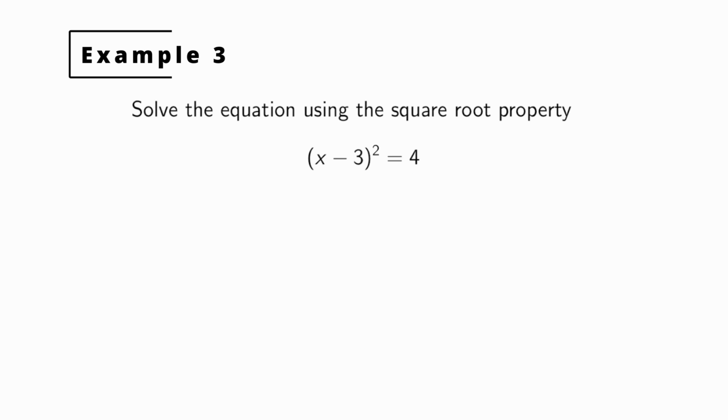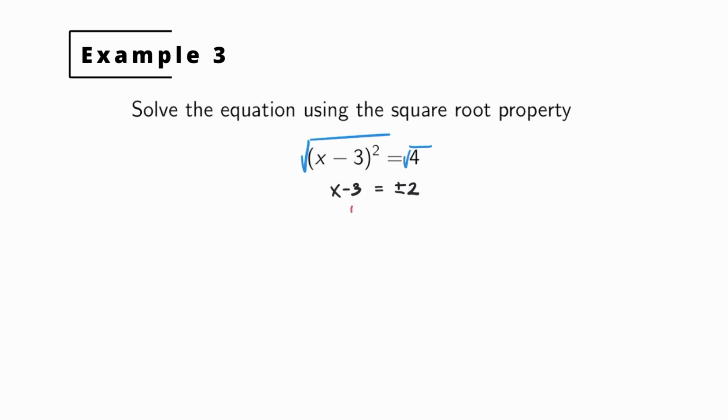Example 3. Now, we want to solve this equation using the square root property. We already have this x minus 3 squared term here, so that makes it relatively straightforward. We start by taking the square root of both sides. On the left-hand side, this simplifies into x minus 3, since the square root cancels out the square. On the right-hand side, we have to be careful. When we take the square root of 4, there are two numbers that when squared will give you 4, positive 2 and negative 2. So it's not just 2, it's plus or minus 2.